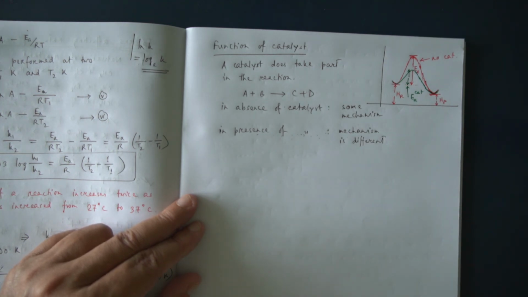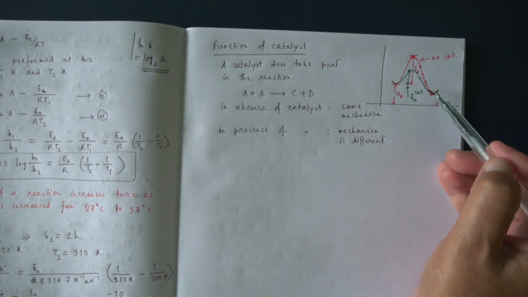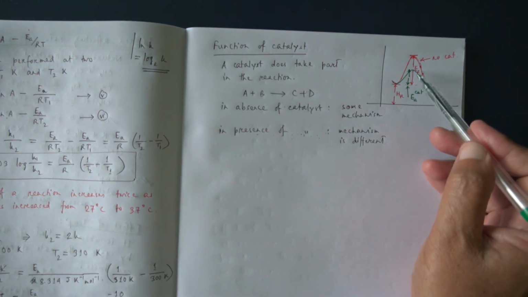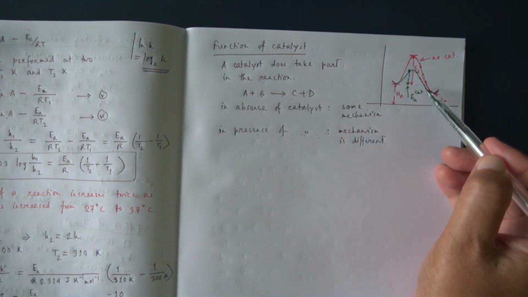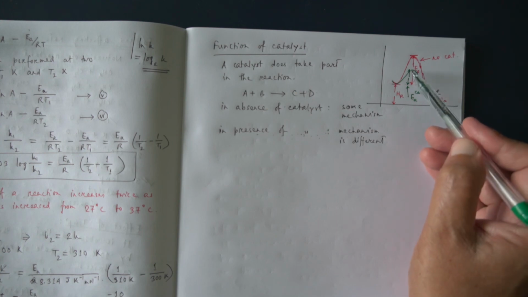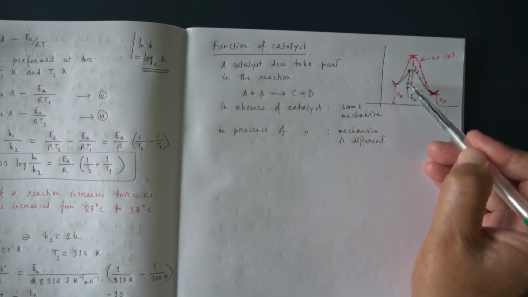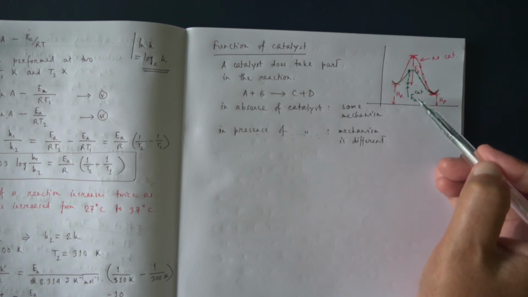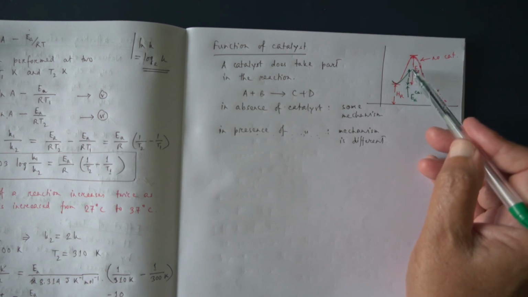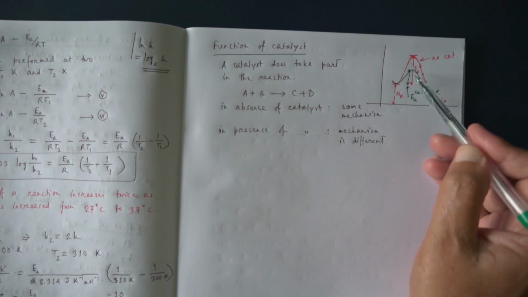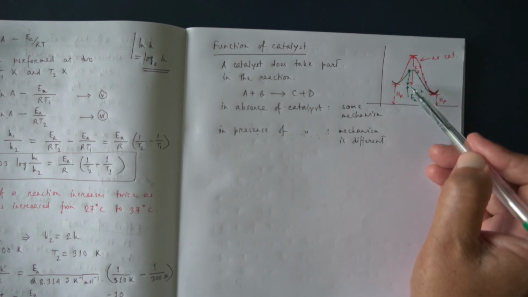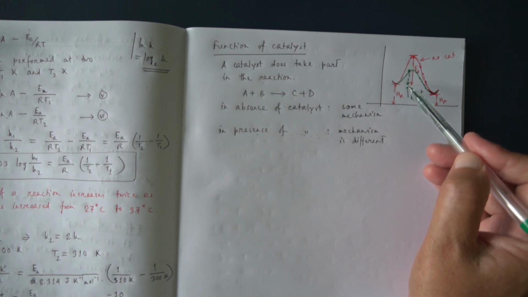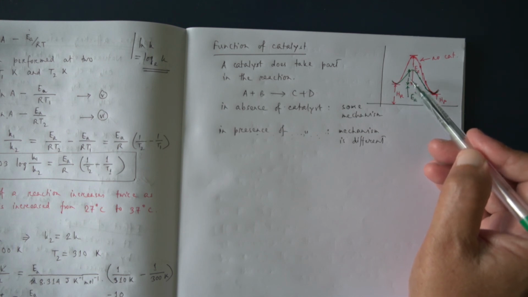Now you see, in presence of catalyst, the reaction follows a different path where activation energy is less. I repeat, in presence of catalyst, the reaction follows a different path where activation energy is less. And we have already seen activation energy less means rate of reaction will be more.